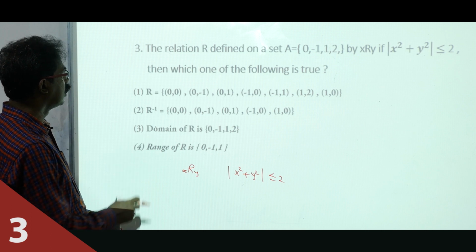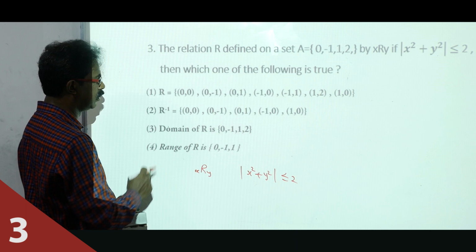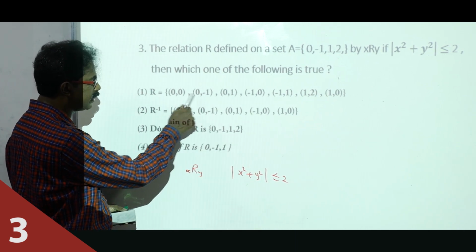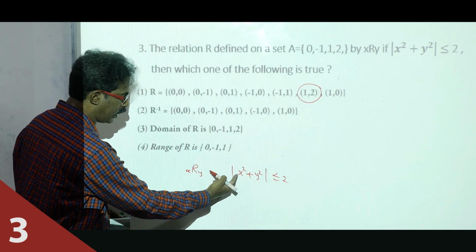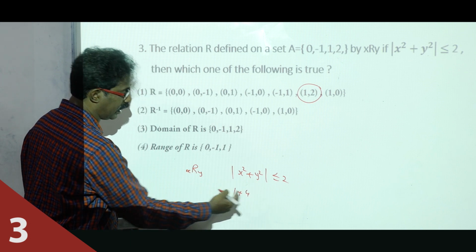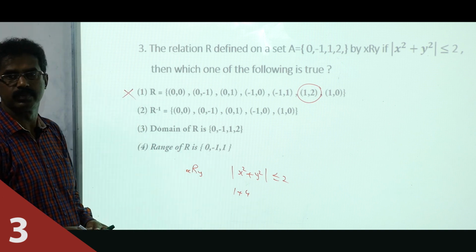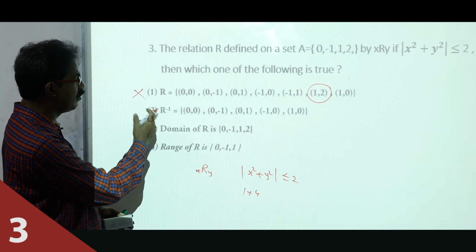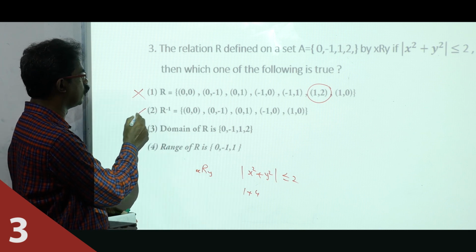See, the first one, R is a relation they have given like this. So you substitute and check whether all these elements satisfy this condition. All these elements satisfy, but if you see 1 comma 2, 1 square is 1 plus 2 square is 4, you are getting 5. 5 is not less than or equal to 2, so it won't come. Next, they said R inverse is R itself, but many elements are missing there. Even 1, 1 you can give, so definitely that won't come.